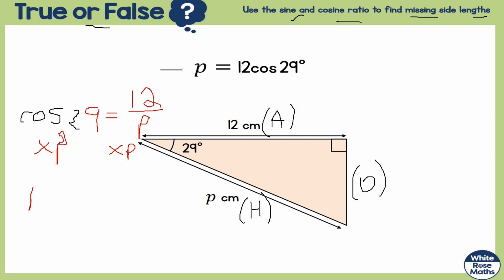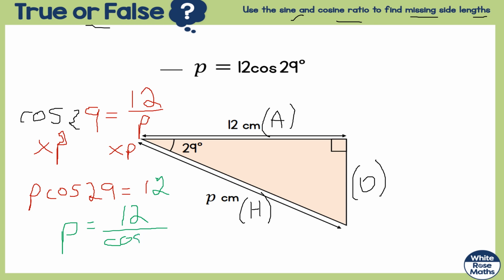So I get P lots of cos 29. Sorry about my handwriting today, guys. Hopefully you can forgive me. That is equal to 12. Oh, it looks like an 11 there, but it's equal to 12. Divide both sides through by cos 29. So I get P is equal to 12 over cos 29, or 12 divided by cos 29.